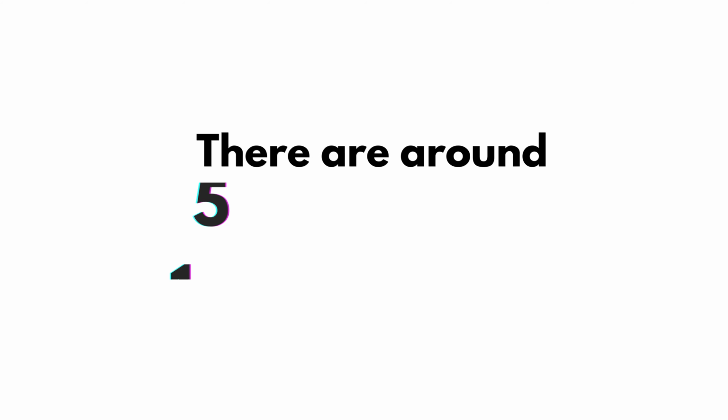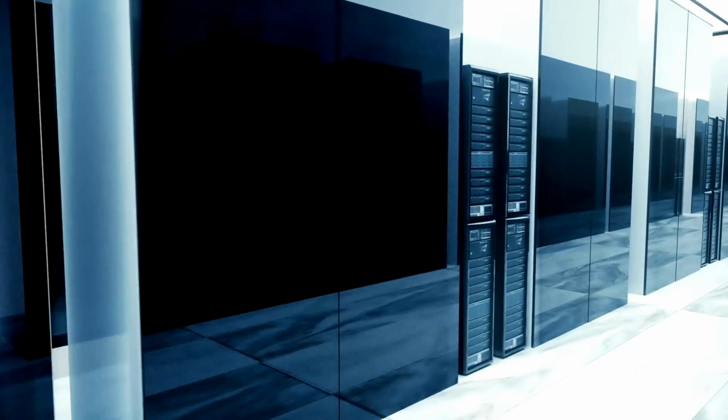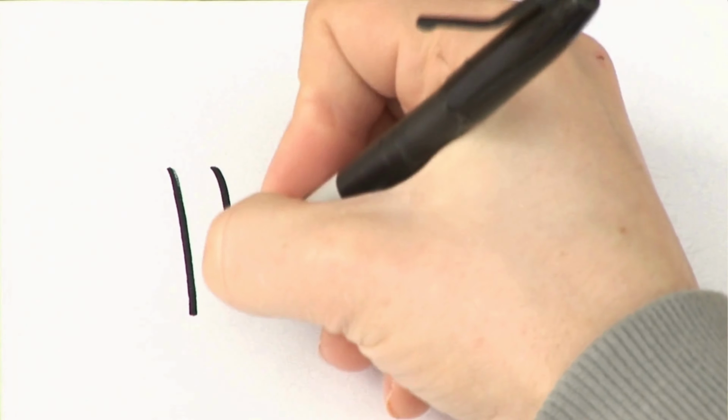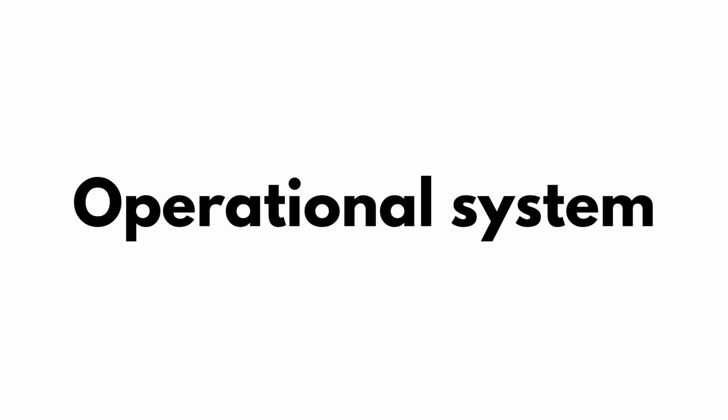There are around 150 million monthly active users who use Discord. Every hour, millions of messages are created, and collectively they have trillions of messages. How is Discord engineering handling this massive amount of data? With such an amount of data, it is really necessary to have an operational system without any downtime.